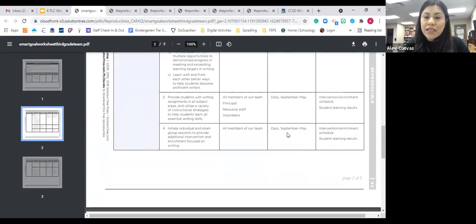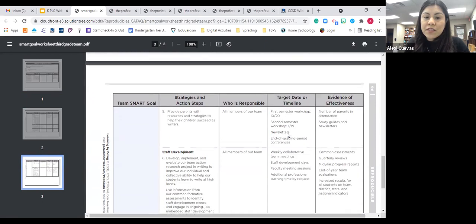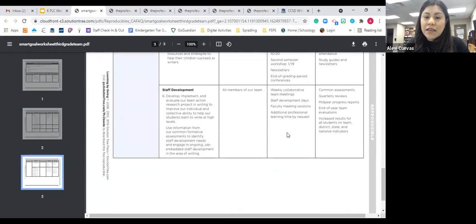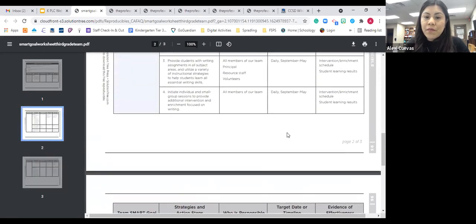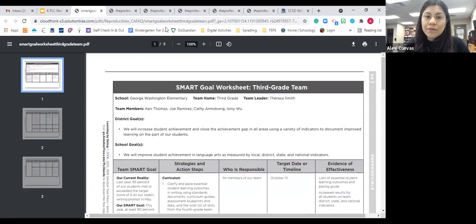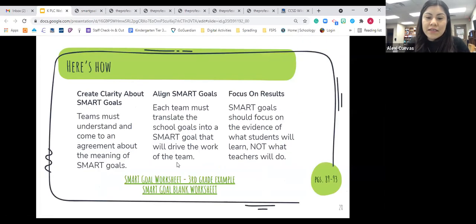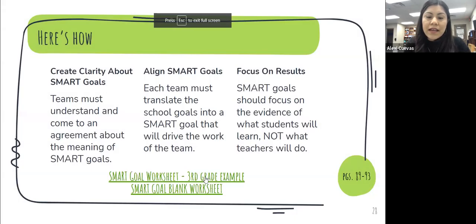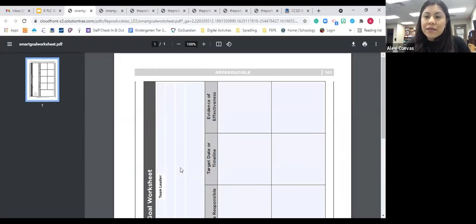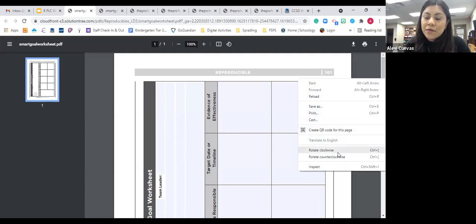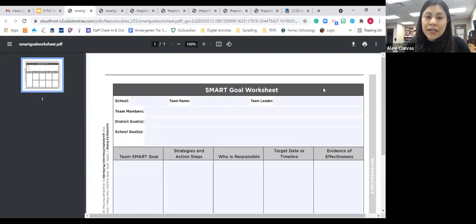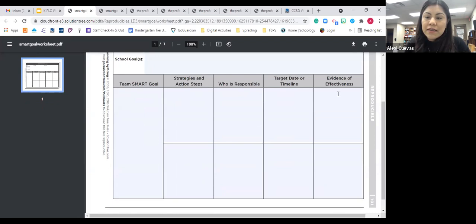And here it just goes down and shows you specifically what this team said they will do. And then here is just a blank. They do have, on that website, a blank template that you can type on, or you can print off and write on. So that is available on that website also.